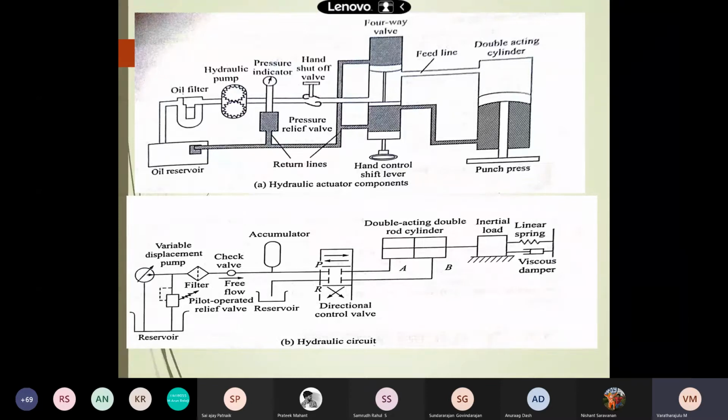We need to discuss a little more about the pumps, because the pump is a major part of the hydraulic system, and it is usually driven by an electrical motor or an IC engine. Electrical motors are preferred when there are large induction motors. Either we can use electrical motors or internal combustion engines, and the fluid pressure generated by the pump is used in heavy equipment.